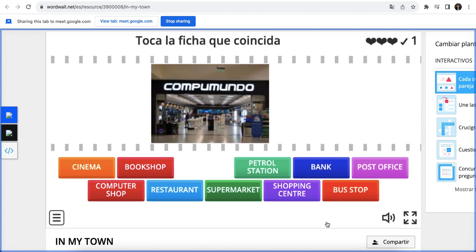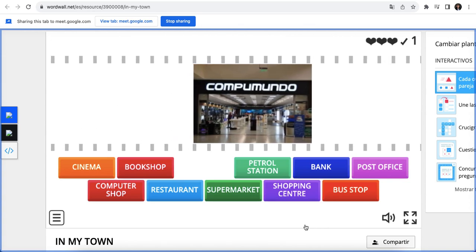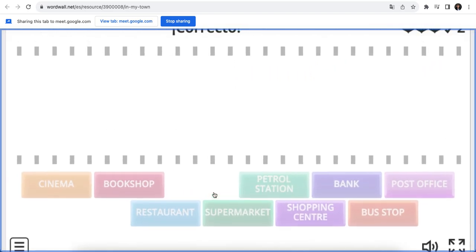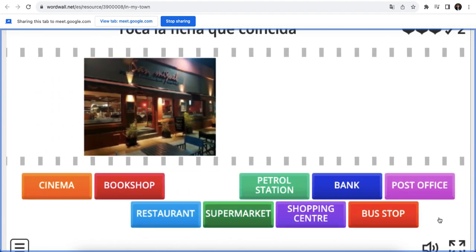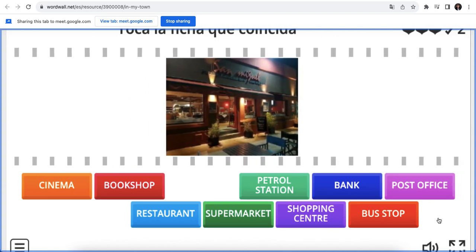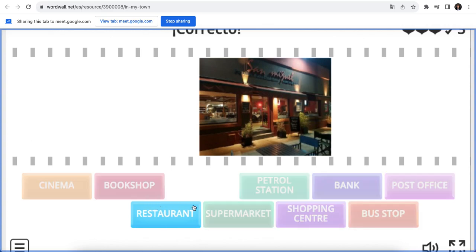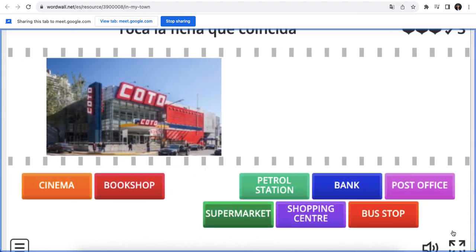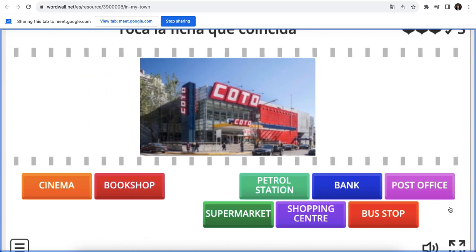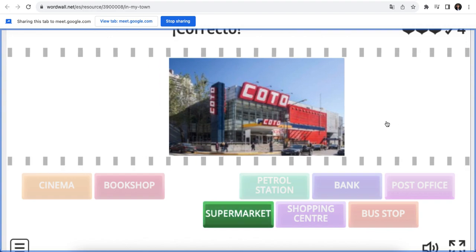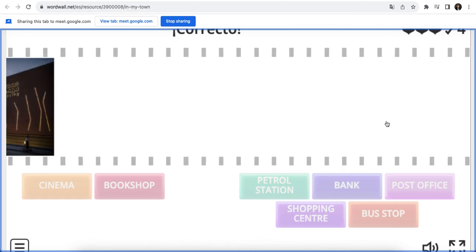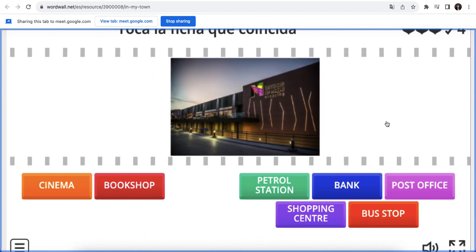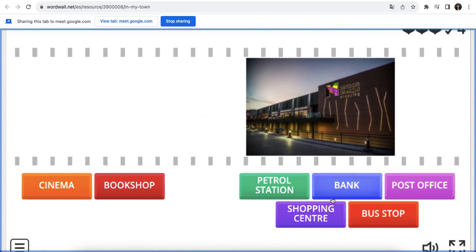Compu Mundo. It's a computer shop. Computer shop. Yes. What about this one? It looks like a restaurant. Yes. What about this one? It says Supermarket. Supermarket. Yeah. What about this one? Shopping center. Shopping center, yes, it's a shopping center, right.